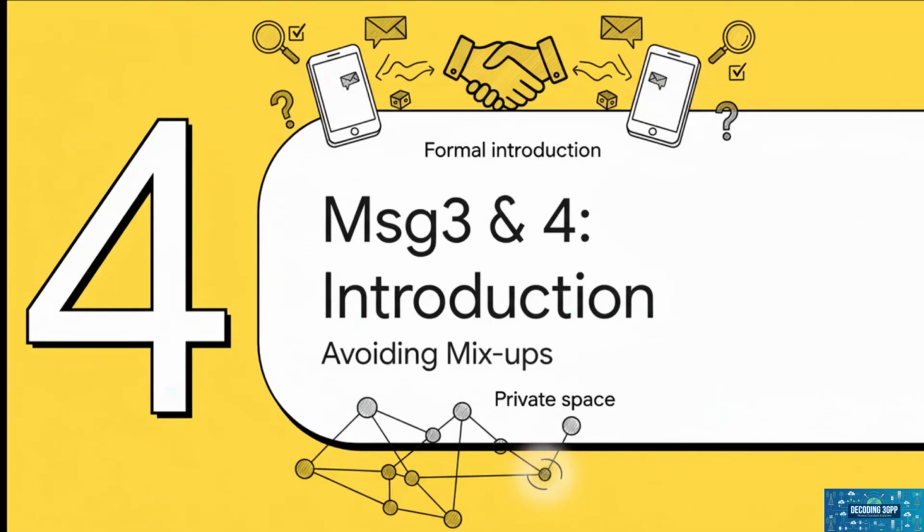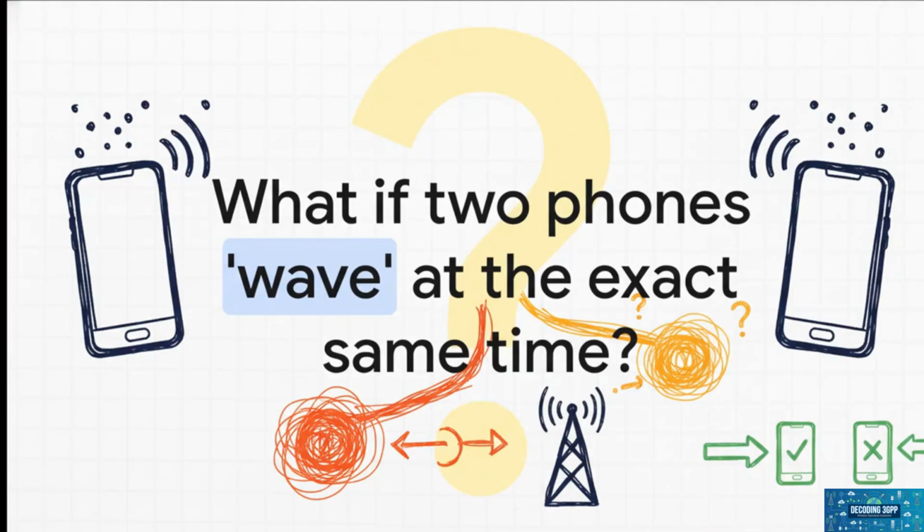Okay, so our phone has the network's attention, and it's got a private space to talk. Now comes the most critical part of this whole handshake, the formal introduction, and making absolutely sure there are no mix-ups. And this is the million-dollar question, isn't it? What happens if two phones at the party just happen to pick the exact same way to wave at the exact same instant? The network would only see one wave, but two different phones would think the reply is for them. This problem is called contention, and these next 2 steps are designed to solve it perfectly.